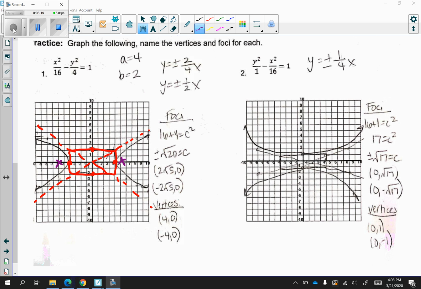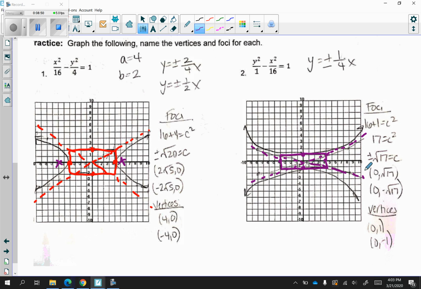For question number 2, y squared over 1 minus x squared over 16 is equal to 1. y squared is positive, so my hyperbola is going to be on the y-axis. I'm going to go up 1 and then down 1. And then I'm going to count over left 4, right 4 to create my box. My asymptote is going to be plus or minus 1 over 4, so go up 1 over 4, and there's going to be my asymptotes.